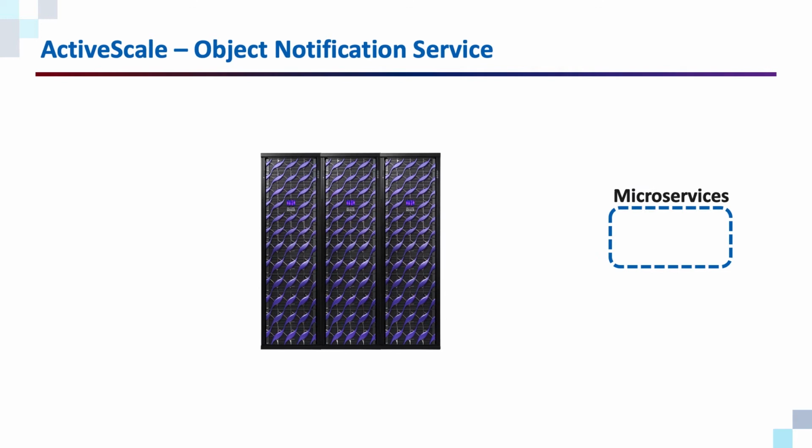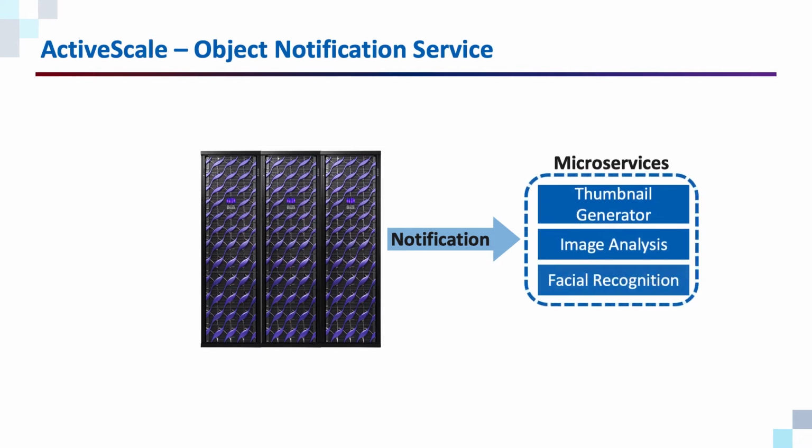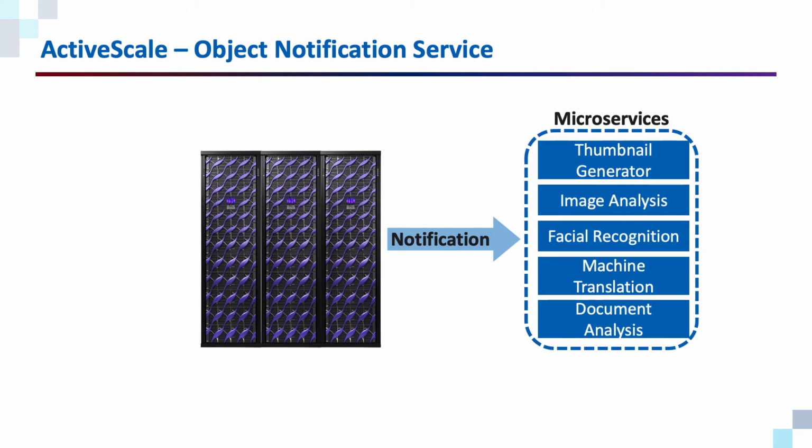And this gives you the ability to create microservices that act on that event. In this example, you may configure ActiveScale to call a service that generates thumbnails every time a photo is uploaded. You can use Object Notification Service to trigger any external services you have available. You could use it for things like image analysis, facial recognition, machine translation, document analysis, and of course many others. But as you can see, the potential of this feature in workflow automation is very much unlimited.